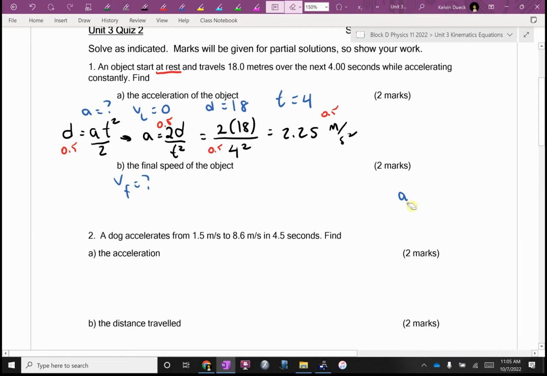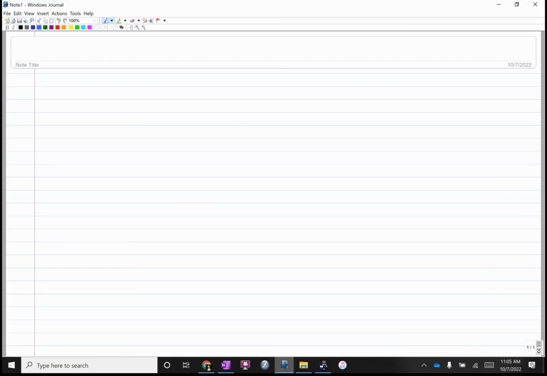But at the same time, I can also find it using this equation, D equals bracket VI plus VF times T over 2. Put your pencils down, look up. I had somebody in one of my blocks say, Mr. Duick, sometimes you write it this way, where the T is tucked inside the fraction next to the bracket. And Mr. Duick, sometimes you write or type it this way.